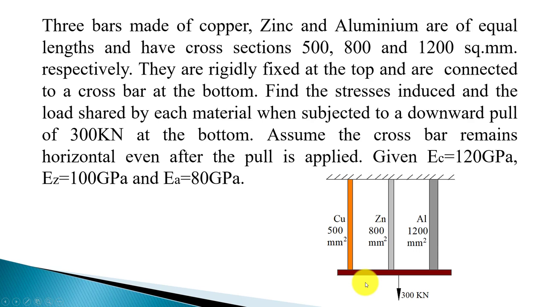So in that case, all the three bars have to elongate equally to keep the crossbar horizontal. From that we understand that the elongation produced in copper, zinc and aluminum are all equal. The question is to find out the stresses induced and the load shared by all the materials when subjected to a downward pull of 300 kN. Young's modulus of all the materials and the areas of cross section are given. We have to find the stresses and the load taken by all three different materials.